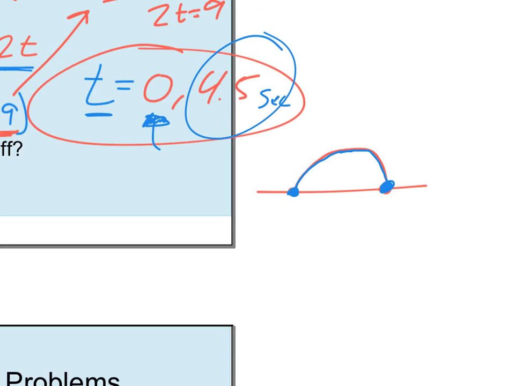But just realize both our answers, both our numbers for t make sense. 0 is the time when the ball hasn't been kicked yet. And then as soon as it's kicked, the stopwatch starts. And at 4.5 seconds is when it lands back on the ground. So the hang time is 4.5 seconds.